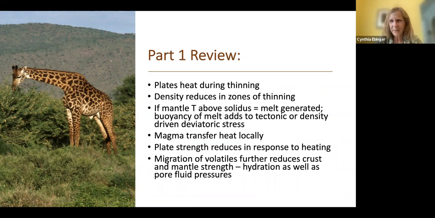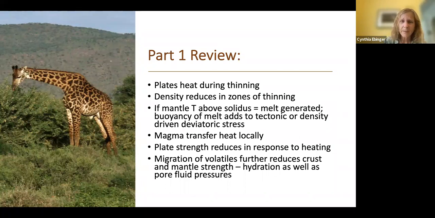Okay, so let me just review really quickly, and you can look at the draft because maybe it's more fun than me talking a lot of words. Plates heat during thinning, and that causes density changes. If the temperature at the base of the plate, or the rising asthenosphere, gets above the solidus, or even the base of the subcontinental lithosphere, then we can generate some melt. Well, if there's melt, then it has a buoyancy force that wants to rise upward, and that magma will also transfer heat to the rocks locally.